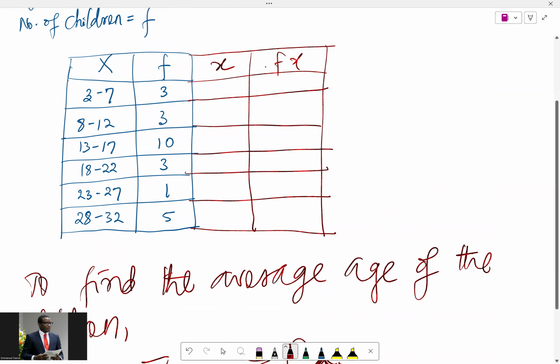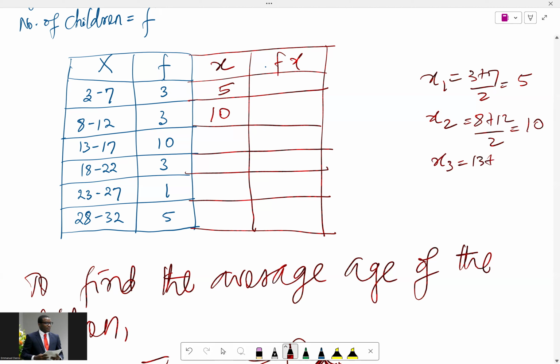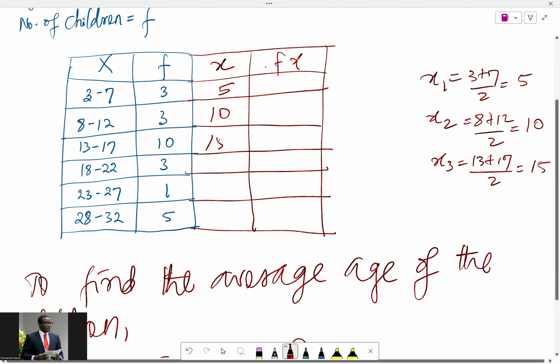So the class marks. The first class mark, x1, will be 3 plus 7 divided by 2. That is 10 divided by 2, which is 5. The second class mark is 8 plus 12 divided by 2. That's 20 over 2, that's 10. The third class mark is 13 plus 17, 30 divided by 2. That is 15.